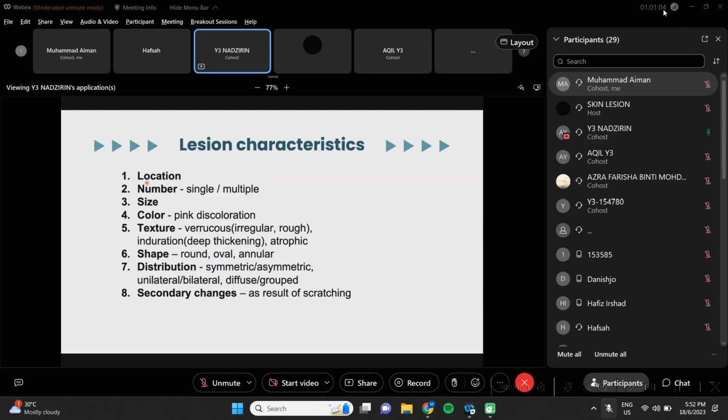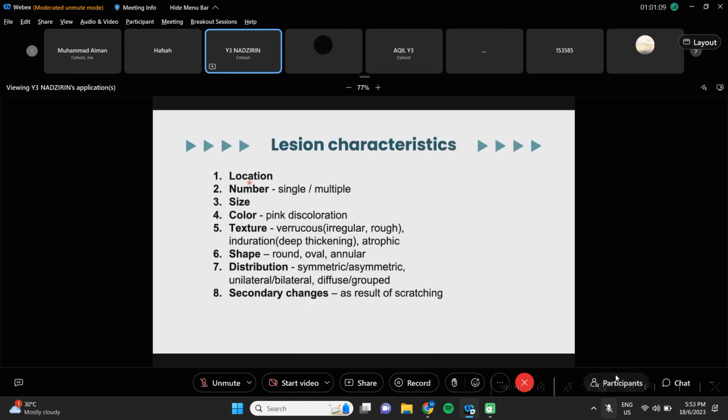First of all, where is the location? Then secondly, we want to know how many or how much is the lesion. Is it single or multiple? Then we want to know how big is the lesion. Is it very big or is it very small?